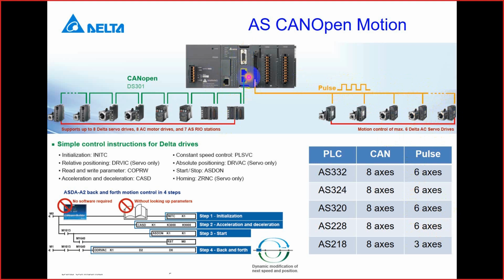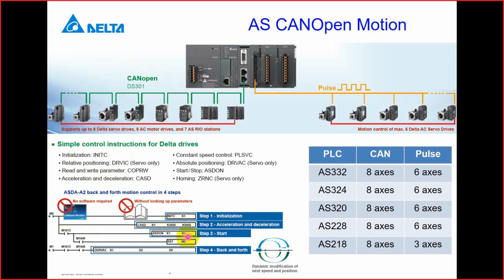And for AS300, you have to add on. You have to purchase another extra CANopen function card, but for AS200 or 100 it is built-in, so you can use this function to control another 8 servo drive and another 8 VSD. And besides, you can also add on 7 AS remote I/O stations. So I think the most important thing, if you want to use the CANopen, is you have to do the communication initialization. So you have to use this one.